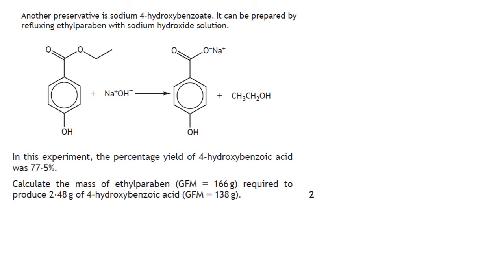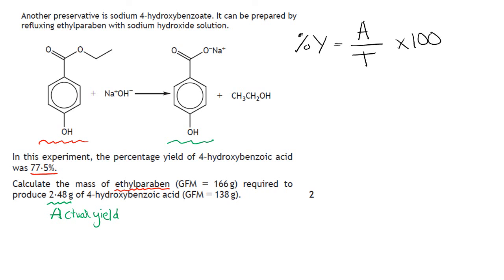Right, here we've got a question about percentage yield. In this experiment, the percentage yield was 77.5. Calculate the mass of ethyl paraben, which is this thing, required to produce 2.48. That produced is your actual yield. So at the front of your data booklet, in case you forget, percentage yield is equal to your actual divided by your theoretical multiplied by 100. Now, 77.5 is equal to your actual yield, which was 2.48, divided by your theoretical yield multiplied by 100.